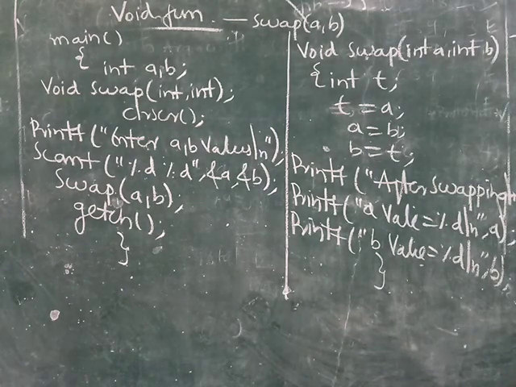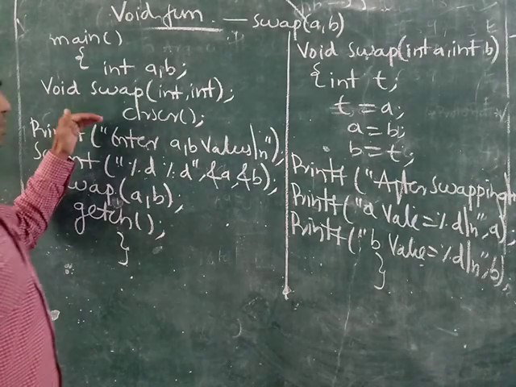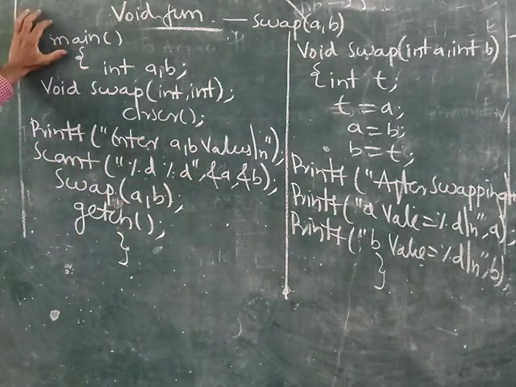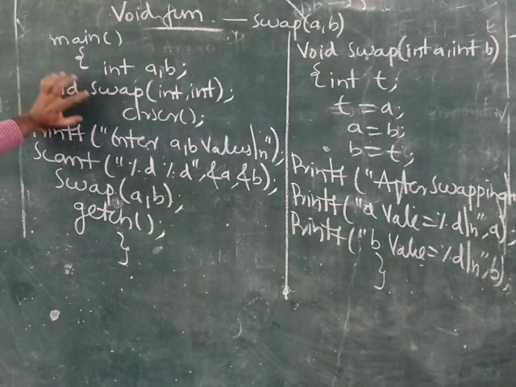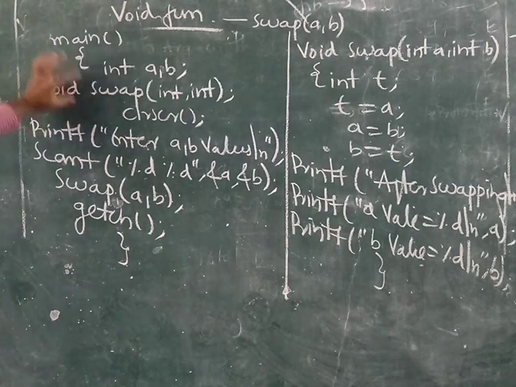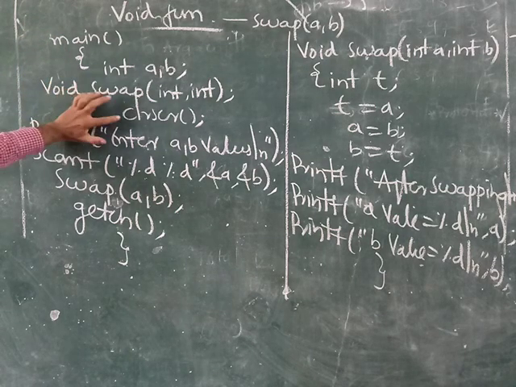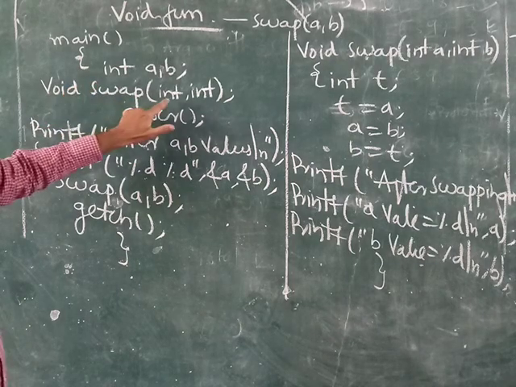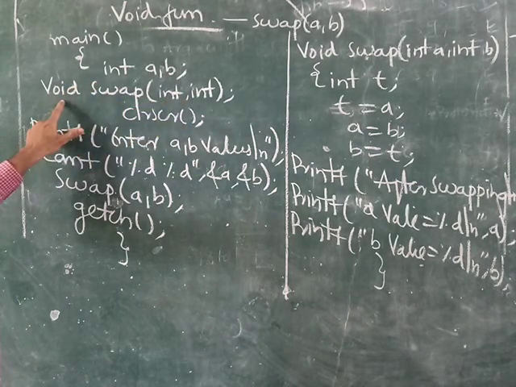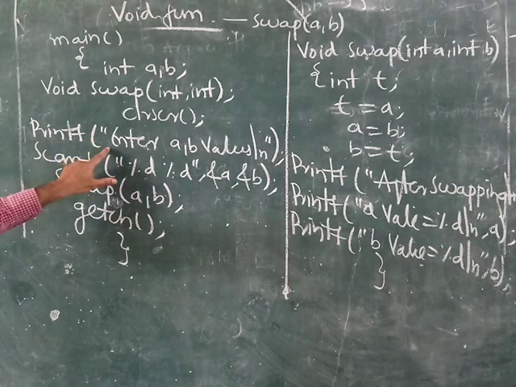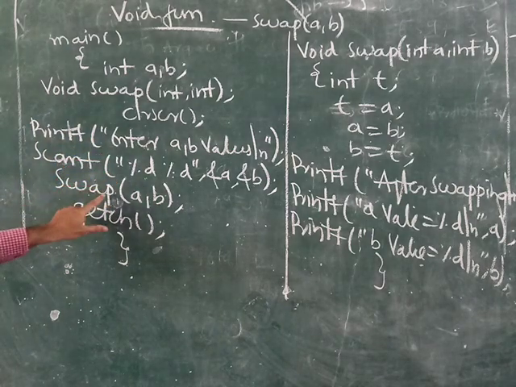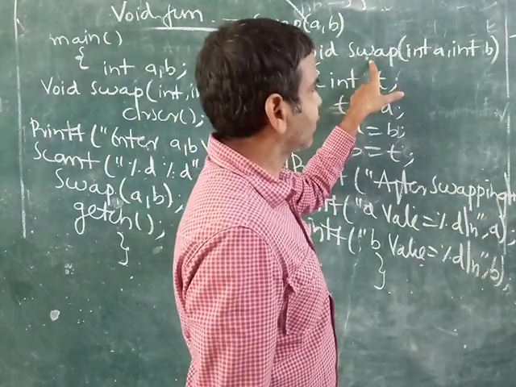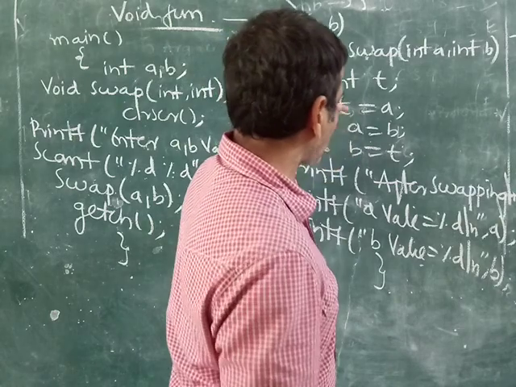So this is the main program, this is the subprogram. Here first main, integer a comma b, this is a function prototype, and a function prototype can be specified globally or locally. Locally means before clrscr. Swap is one of the user-defined functions which receives integer comma integer and it does not return a value because it is void. Enter a comma b values, so we are accepting them. Cursor comes here. Swap is a user-defined function which receives a comma b. So this is the swapping logic. After swapping we are printing.